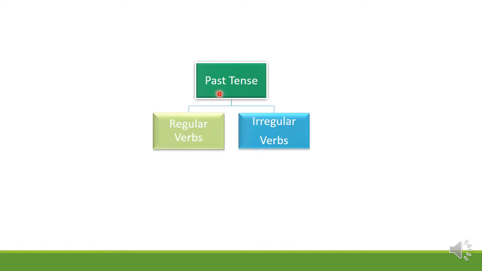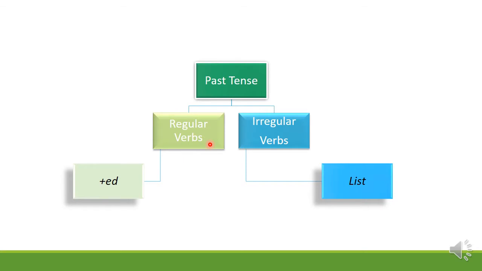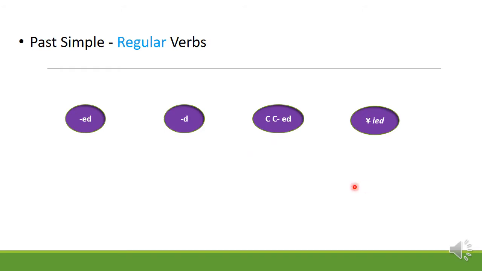We have two possibilities. We may work with regular verbs or irregular verbs. To turn a regular verb into past, we will add ed. To turn an irregular verb into past, we will use a list of verbs. Now we will see some examples. Let's start with regular verbs. In this case, to turn a verb into past, we will add ed.